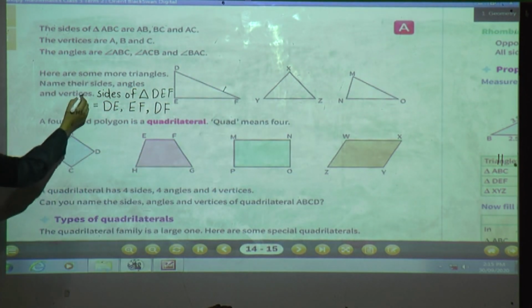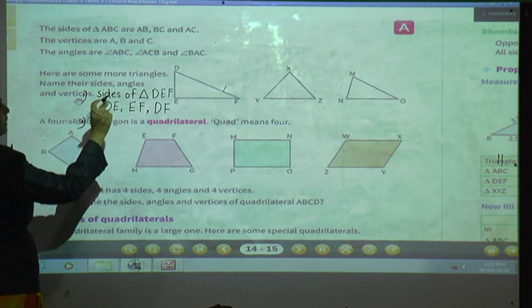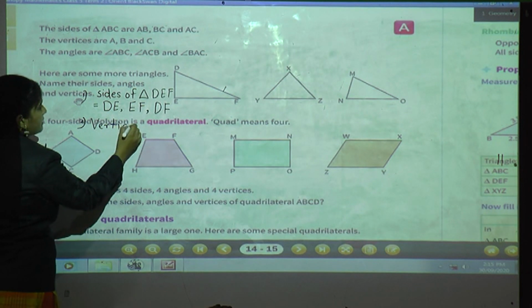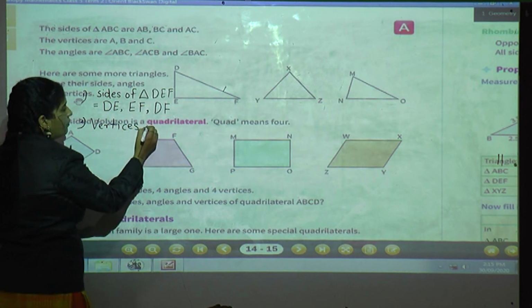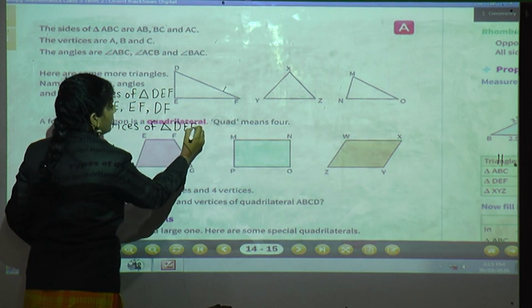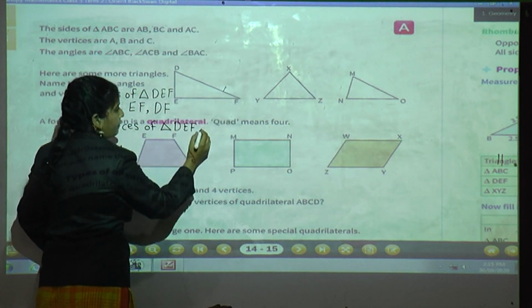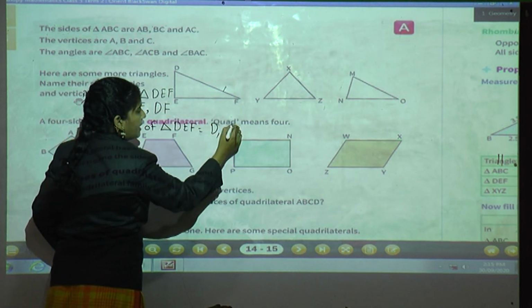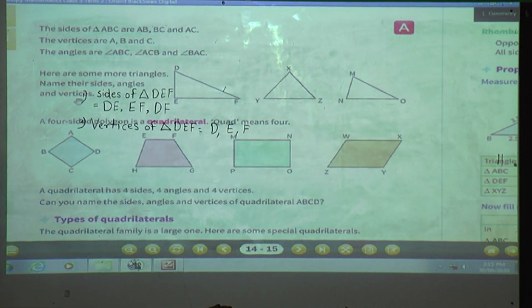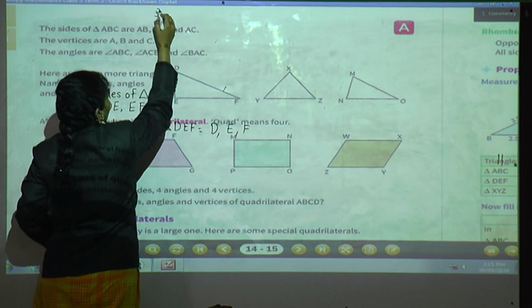Now, second one, vertices of triangle DEF. Tell me. Vertices are D, E, F. Yes. And angles. Tell me the angles.